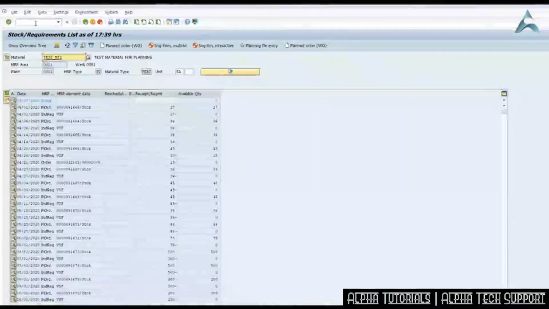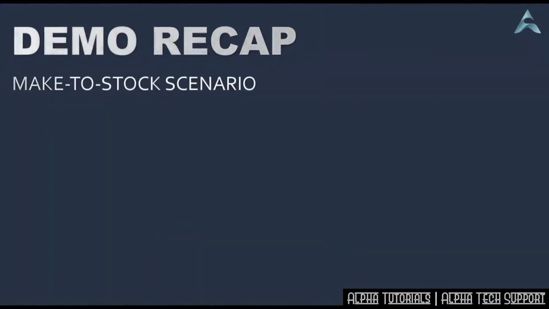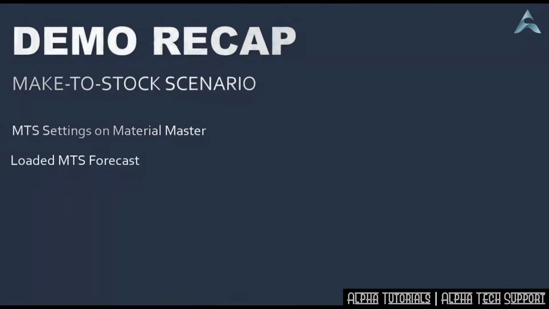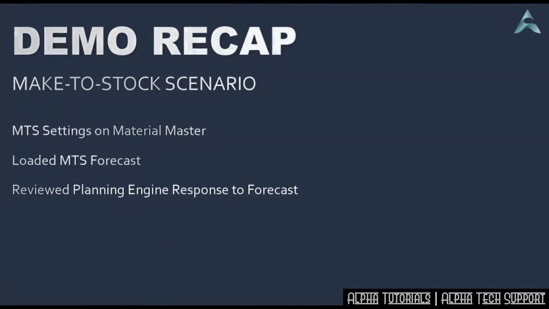Okay, so to recap, this was a make-to-stock scenario. We looked at the make-to-stock settings on the material master record. We loaded the make-to-stock forecast for a single finished good. We reviewed the planning situation before and after the planning run to see how the planning engine responded to the demand without available inventory. We also looked at the component and saw how the dependent demand trickled down to the BOM components. And then we reviewed the forecast consumption once a customer order is placed into the system. Let's keep going.